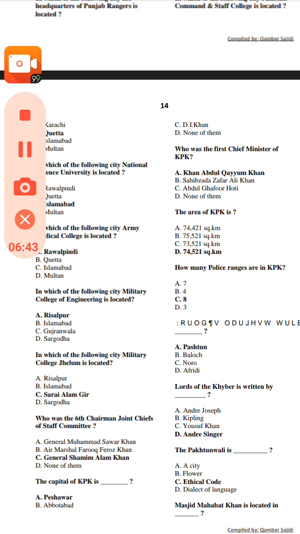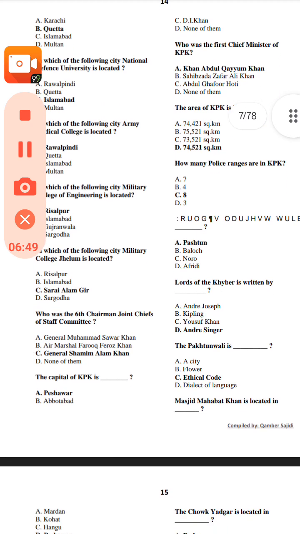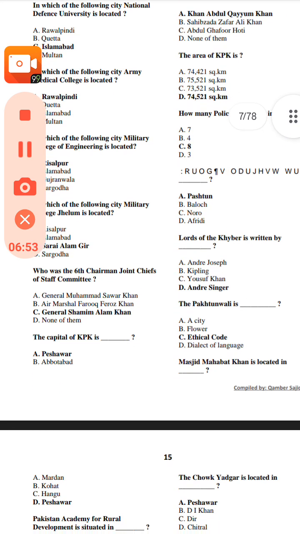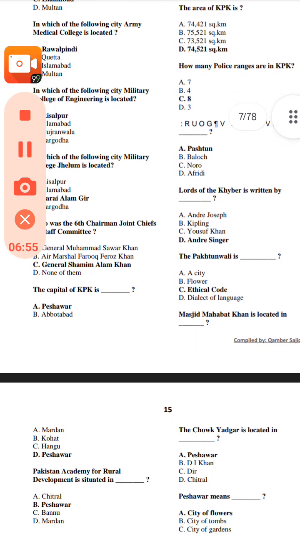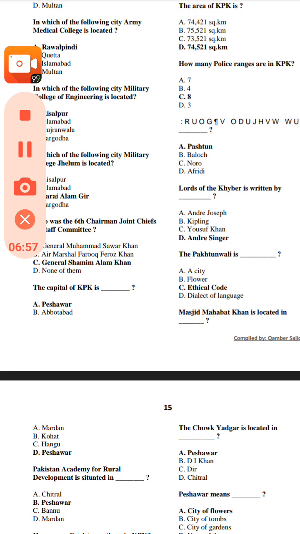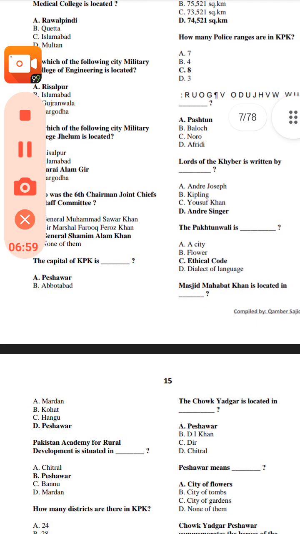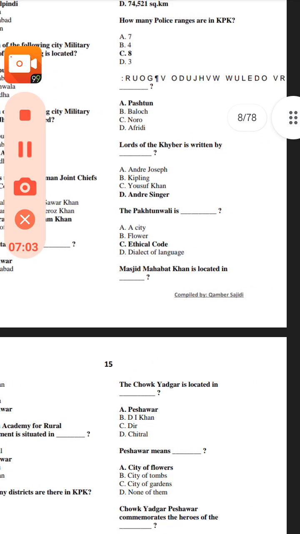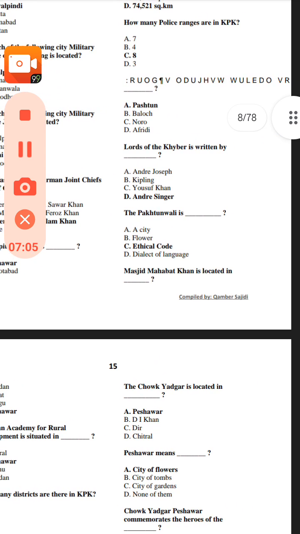The capital of KPK is Peshawar. Who was the first Chief Minister of KPK? Dr. Khan Abdul Jabbar Khan. The area of KPK is 74,521 square kilometers. How many police ranges are in KPK? 8. The language mentioned above is Pashto.